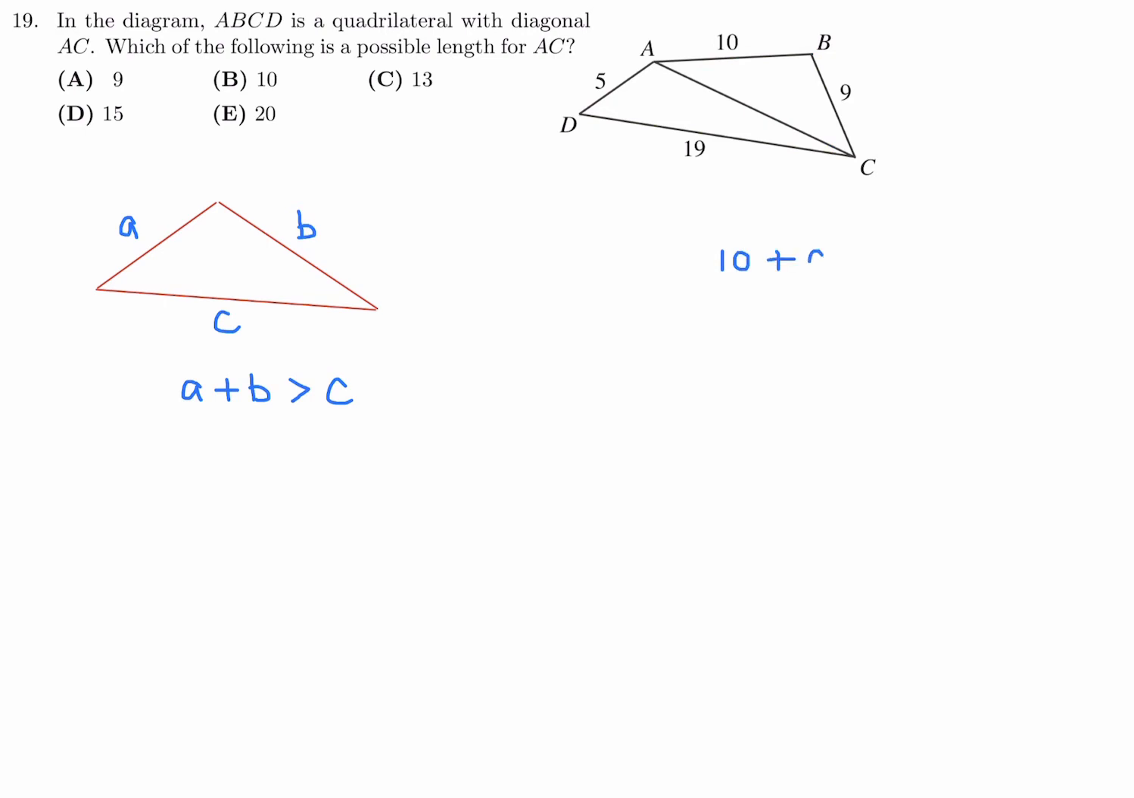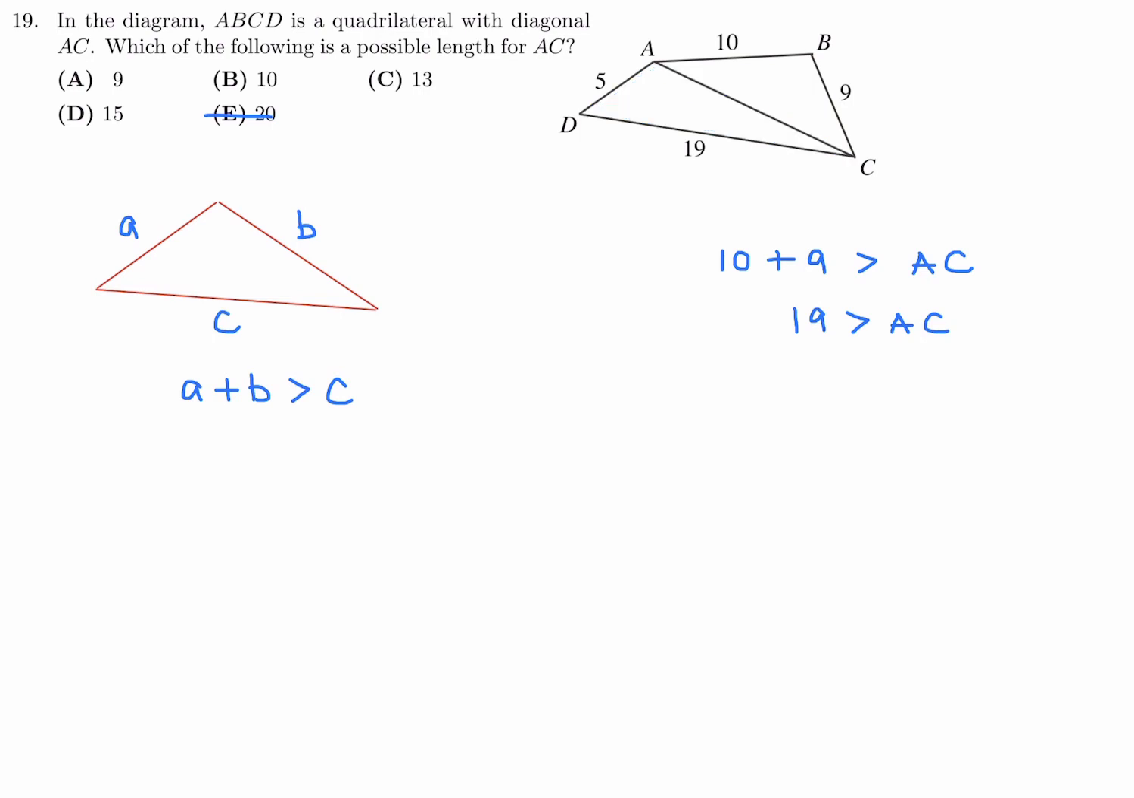That means that 10 plus 9 has got to be greater than AC. So 19 has to be greater than AC. So since AC is less than 19, immediately I can get rid of that answer choice. All right. Now I'm going to concentrate on this triangle.